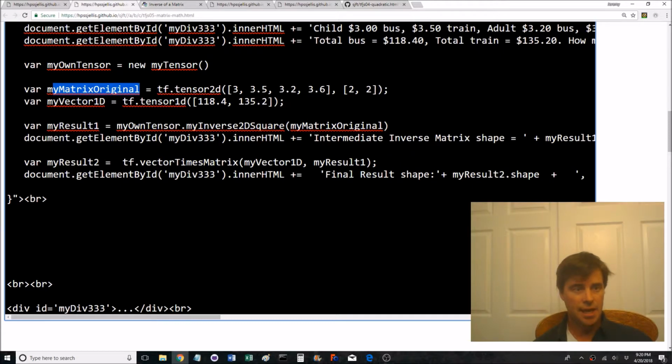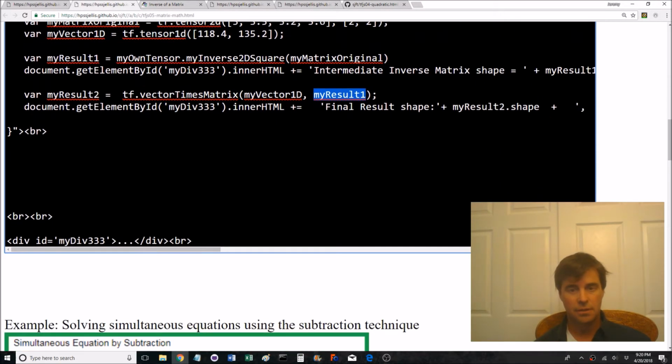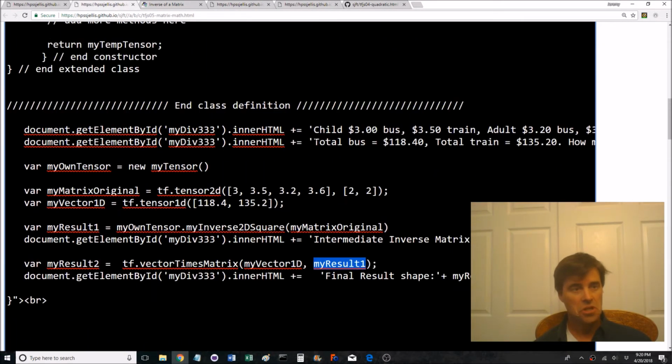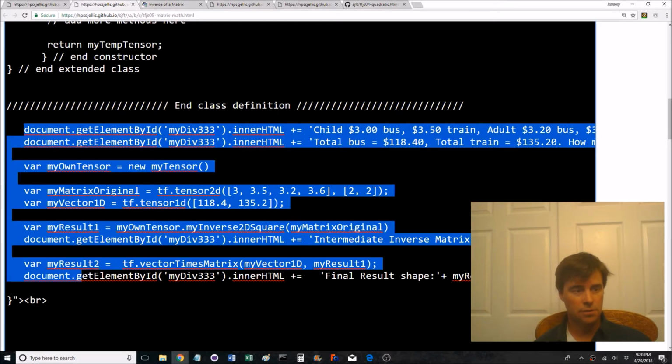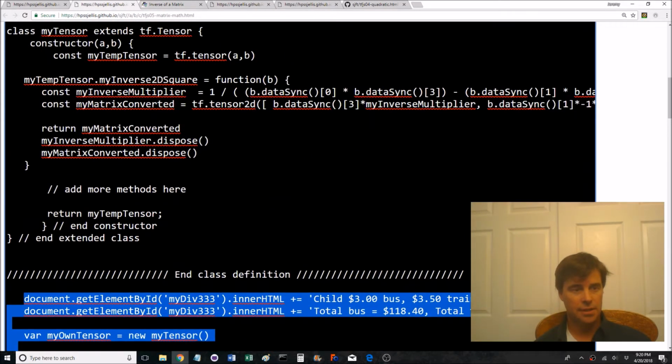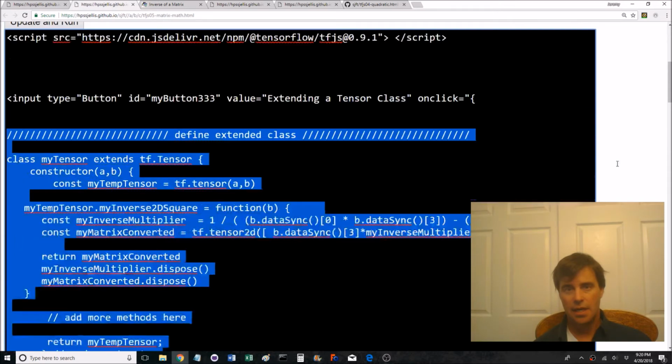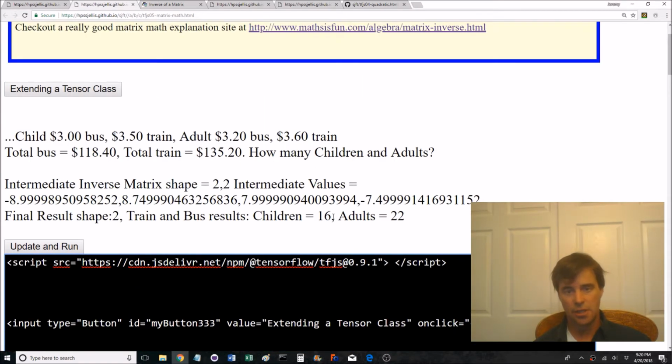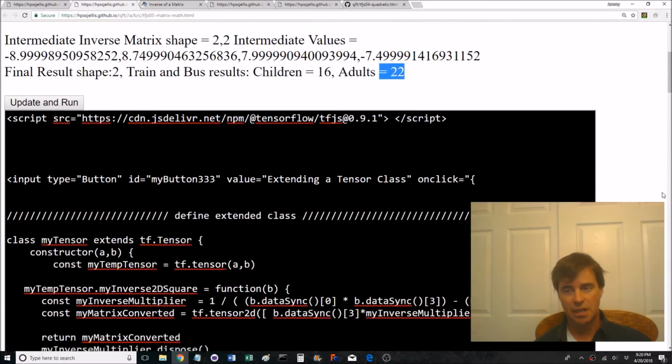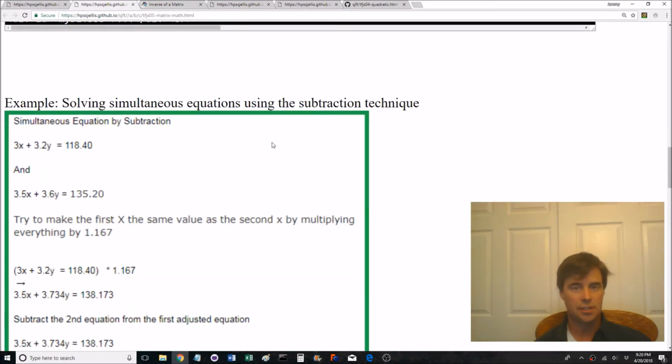And then we take that result and we do a vector times matrix multiplication of myVector1D, which is there, and the result of the inverse, which should get us our final answer. Okay? Not an enormous bit of code. There's the code. There's the class definition. And we got our results: 16 children, 22 adults, not using simultaneous equations, not using substitution.